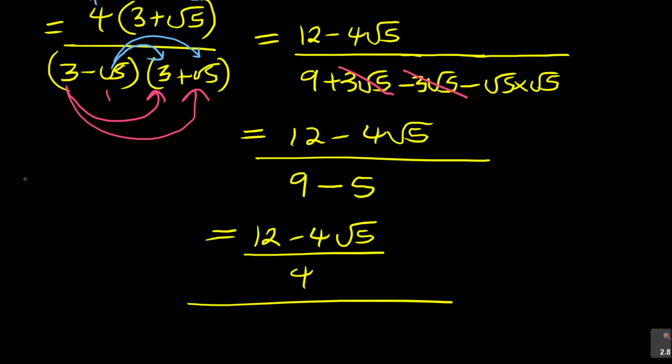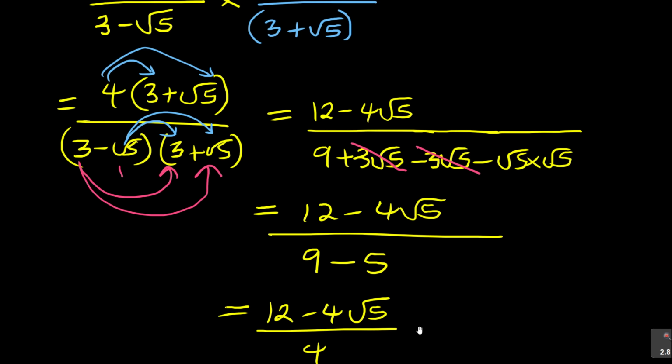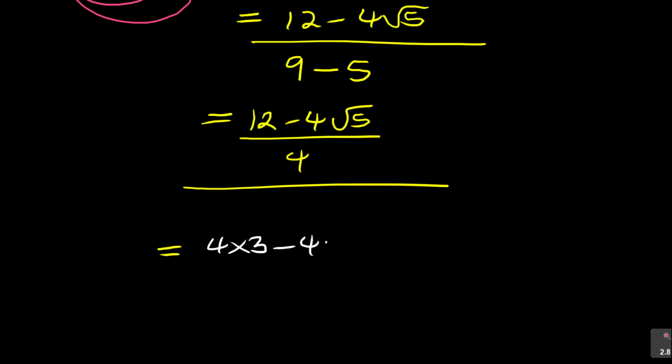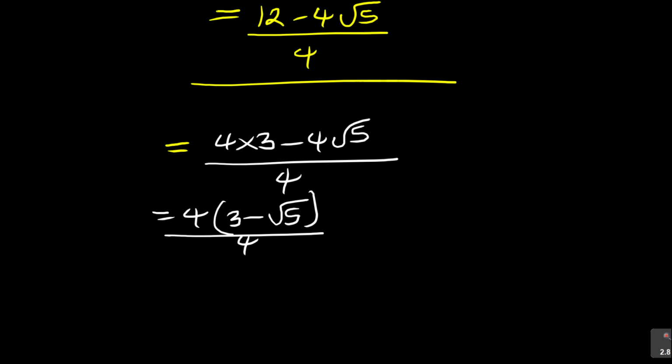Does it end here? You can end here, but you can continue, because if your calculator is like this, it won't give you the answer. Why? Because of 12 minus 4 root 5. Here you can see that 12 can be written as 4 times 3. If you still remember, we got it from here, 4 times 3. So it's minus 4 root 5 over 4. Do you see that 4 is common? You can factorize 4. When you take out 4, 3 will remain, minus square root of 5, all over 4. That's where the 4 cancels, and the final answer becomes 3 minus square root of 5.